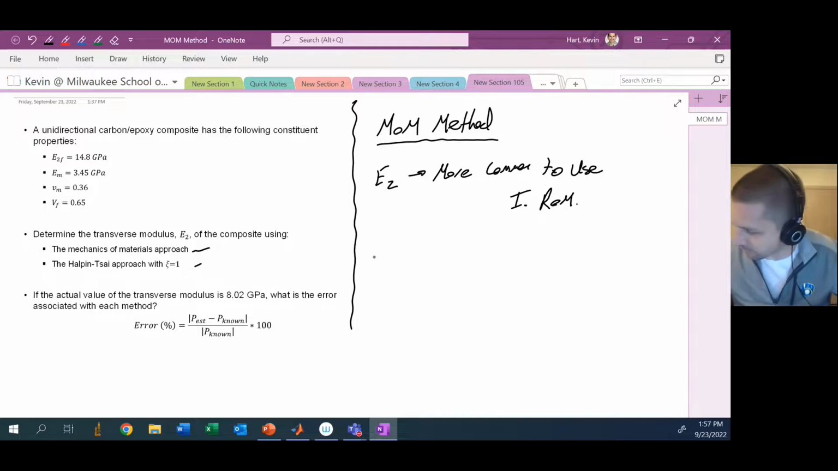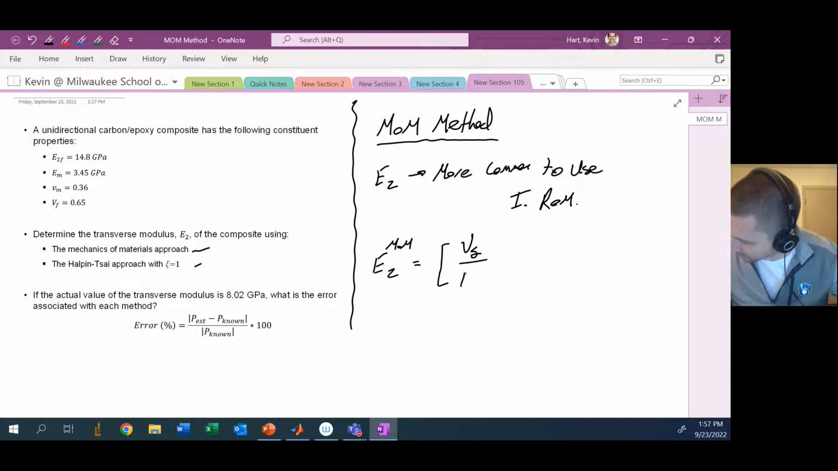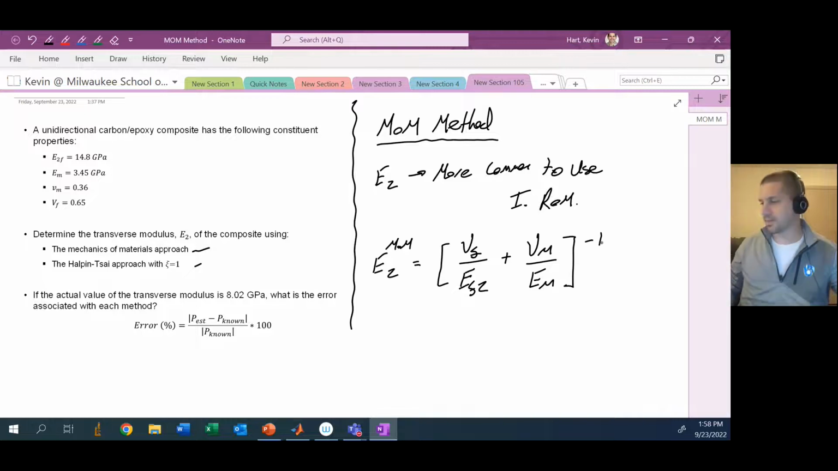So our formulation for this particular portion of the problem, I'll say E2, and we'll give it an MOM at the top, mechanics of materials. This is going to be calculated according to our inverse rule of mixtures or our series model, which here is the volume fraction of the fibers over the modulus of the fibers in the two direction, plus volume fraction of the matrix over modulus of the matrix. All of this inverted to the -1.